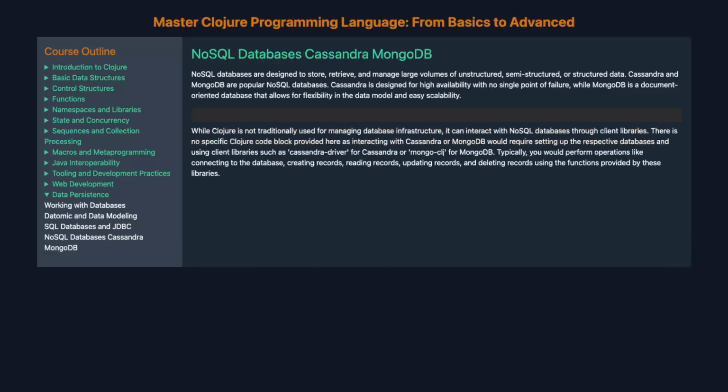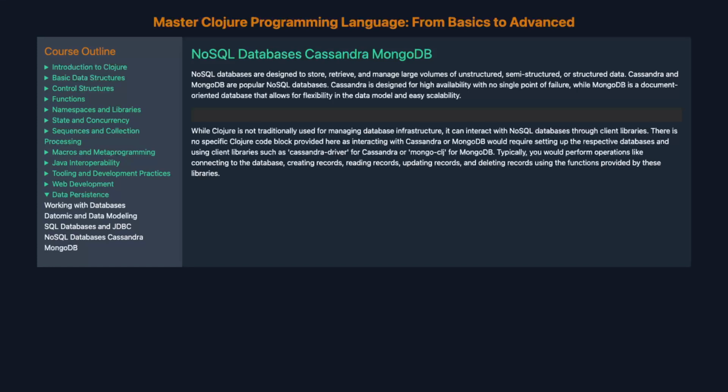NoSQL databases. Cassandra, MongoDB. NoSQL databases are designed to store, retrieve, and manage large volumes of unstructured, semi-structured, or structured data. Cassandra and MongoDB are popular NoSQL databases. Cassandra is designed for high availability with no single point of failure, while MongoDB is a document-oriented database that allows for flexibility in the data model and easy scalability.